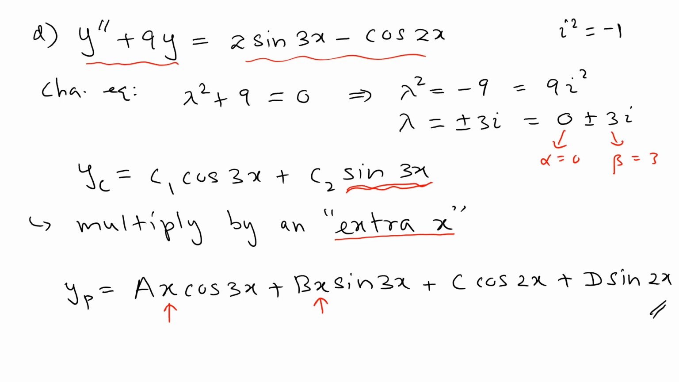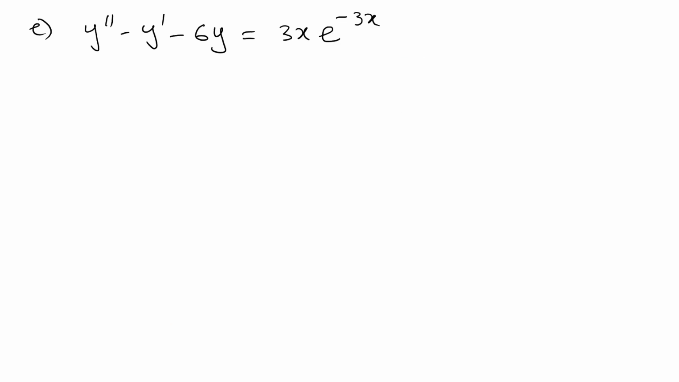So let's look at the next one. We have y double prime minus y prime minus 6y equals 3x e to the negative 3x. So when you have a problem like that, we can look at the parts separately, write the form for both, and then multiply them together. And you can see, as before, the yc is the same.